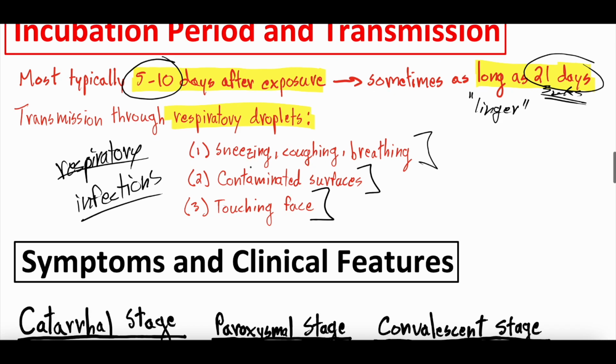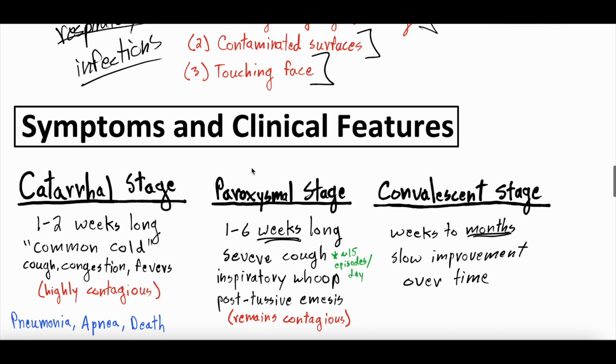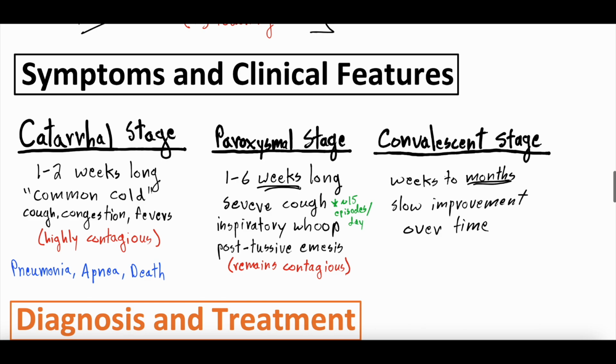So what symptoms and clinical features can you expect if you were to get pertussis? Well, pertussis has 3 different stages. It has the catarrhal stage, hopefully we said that right, the paroxysmal stage, and then the convalescent stage. The first stage, the catarrhal stage, is about 1 to 2 weeks long, okay? And this is when you kind of have the common cold, normal respiratory symptoms. You get a cough, you get congestion, some slight fevers, and in this stage you are highly, highly contagious.